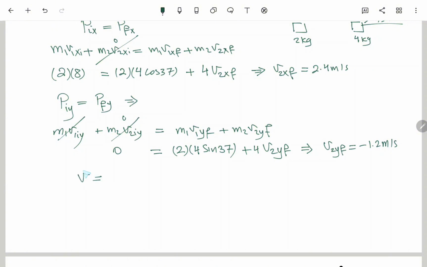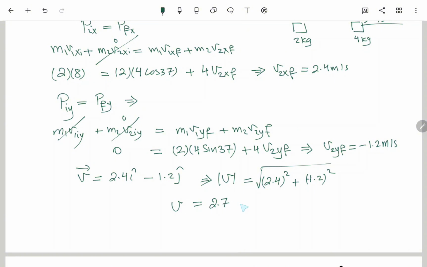V, after all, as a vector equal to 2.4 i minus 1.2 j hat, and V, the magnitude, or the speed, equal to the square root of 2.4 squared plus 1.2 squared. V, after all, will be equal to 2.7 meters per second.